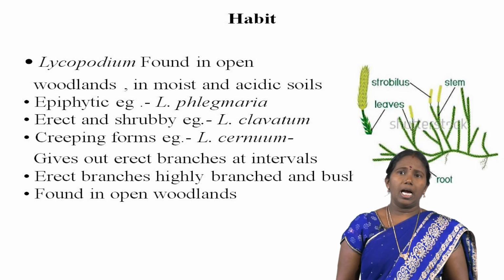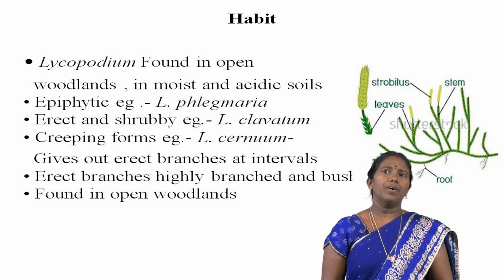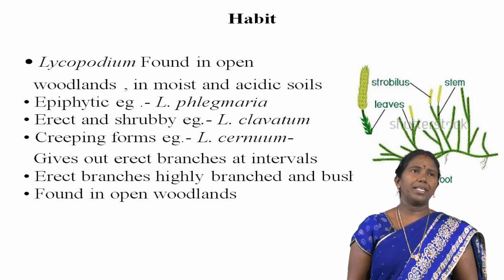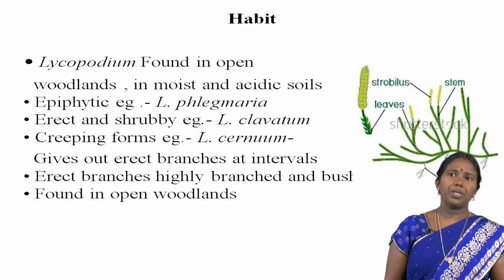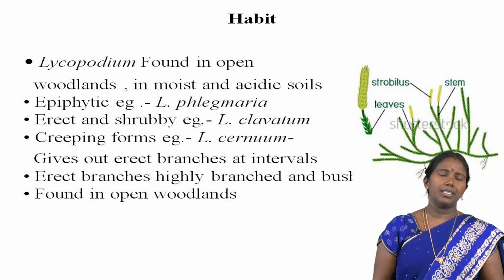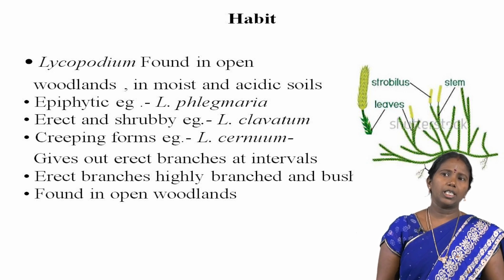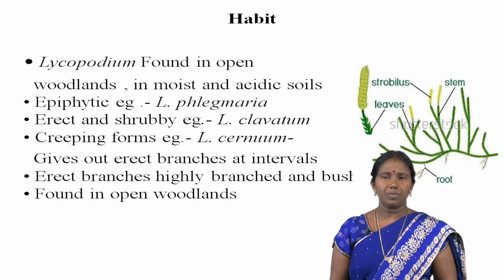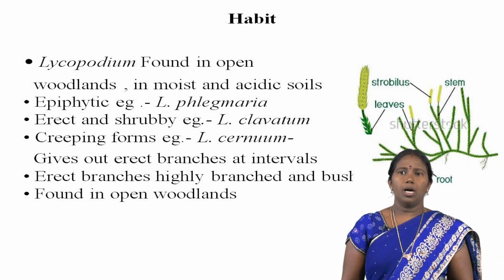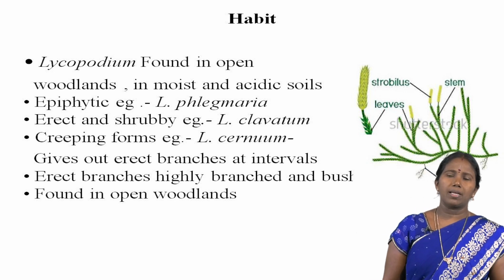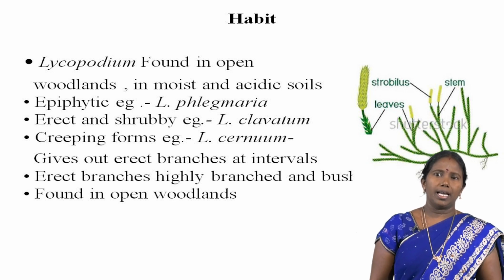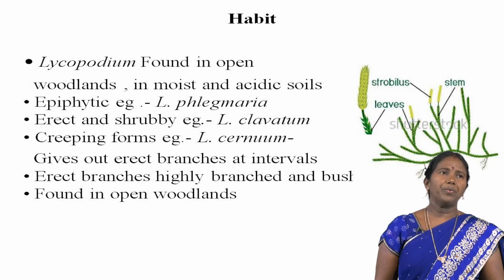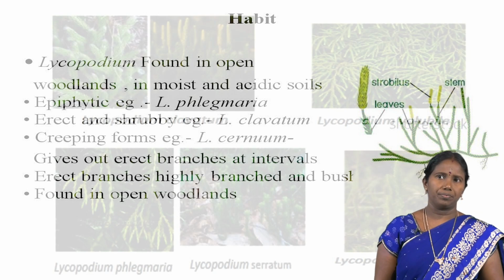Habit. Lycopodium is found in woodland, in moist and acidic soils. Epiphytic, for example Lycopodium phlegmaria, erect and shrubby. For example, Lycopodium clavatum, creeping forms. For example, Lycopodium cernuum, gives out erect branches at intervals. Erect branches are highly branched and bushy, found in open woodlands.